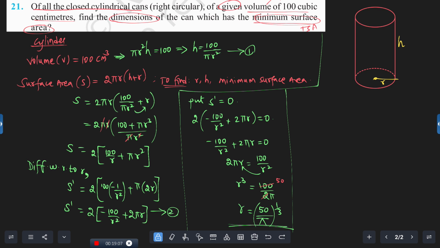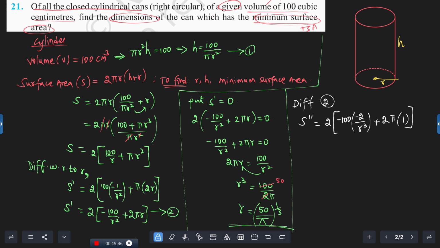Double derivative we need. So I am going to do the double derivative. Differentiate on both sides, not 1, 2. I am going to differentiate this one. So what I am getting, s double dash, is equal to 2 into minus 100 we have here. Listen, 1 by r square, when you differentiate, what will you be getting? Minus 2 divided by r cube. Next, plus 2 pi into r, when you differentiate, r becomes 1.